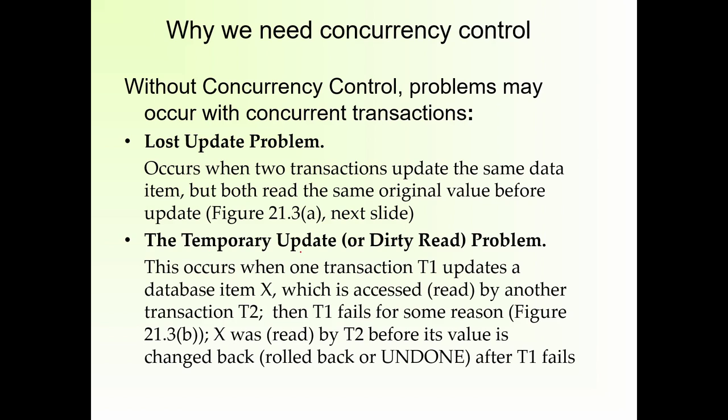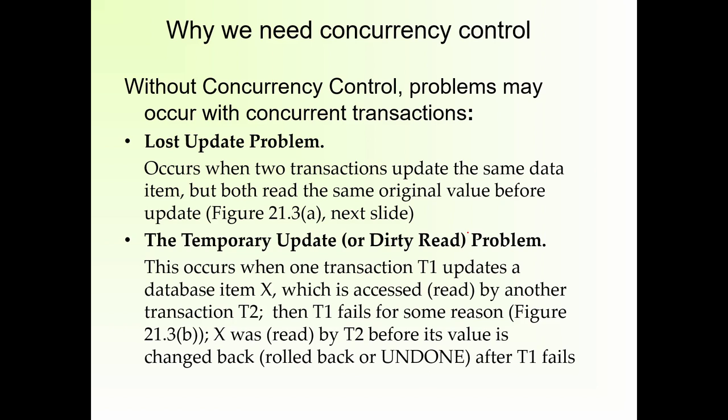Next is the temporary update or dirty read problem. This occurs when one transaction T1 updates a database item X, which is accessed by another transaction T2. When T1 fails for some reason, X was read by T2 before its value is changed back. That is what we call rollback or undo after T1 fails.